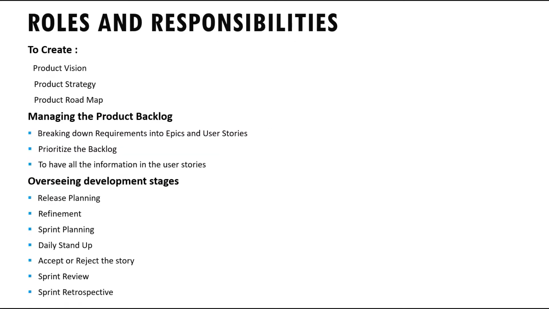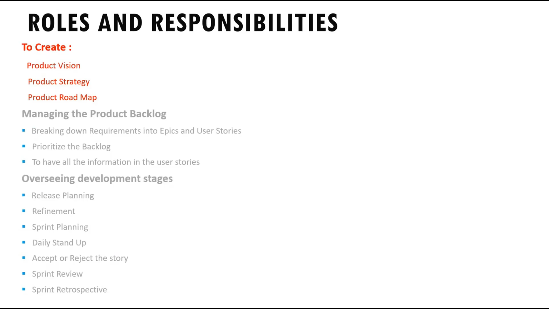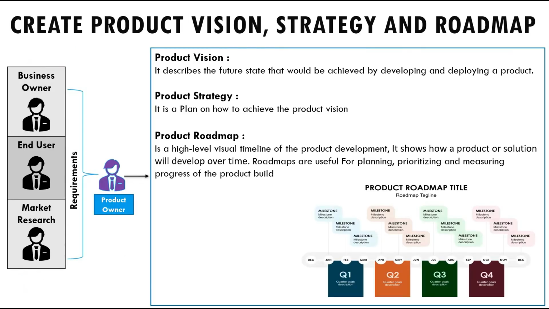The roles and responsibilities of a product owner can be divided into three sections. Let us go through each section and understand in detail. The first section is to create product vision, strategy, and roadmap. As you can see, the product owner may get the requirement either from a business owner or from an end user or through market research.